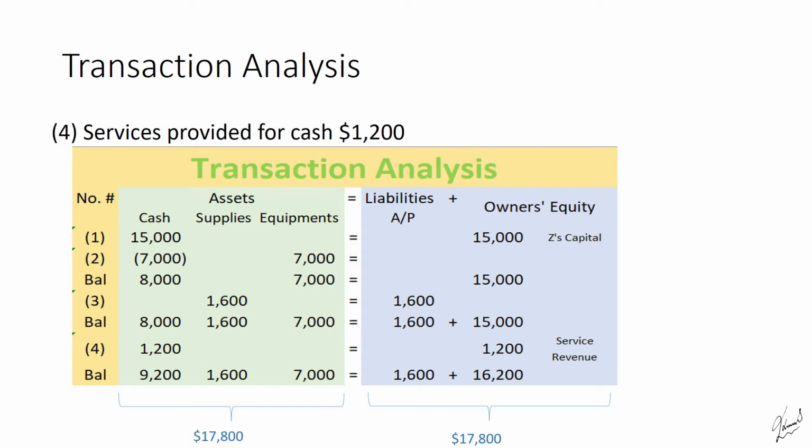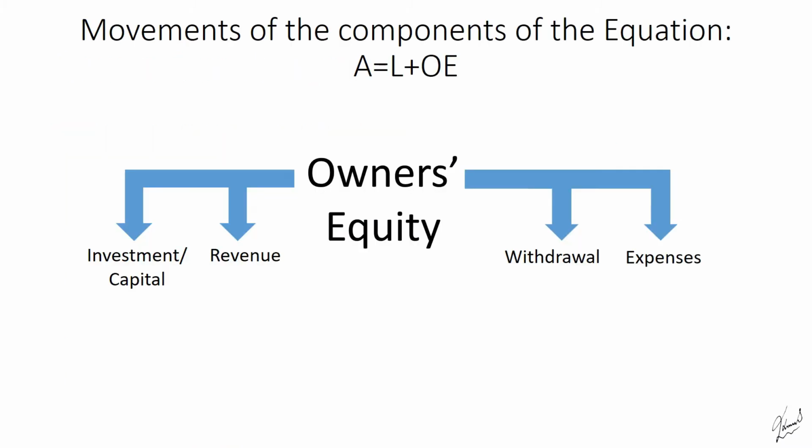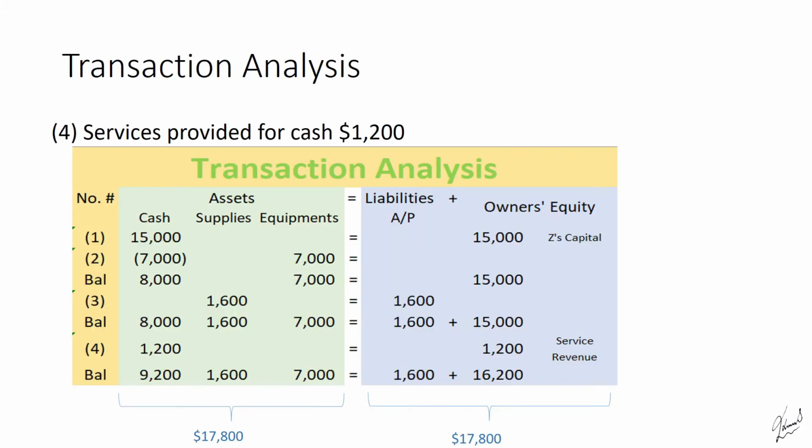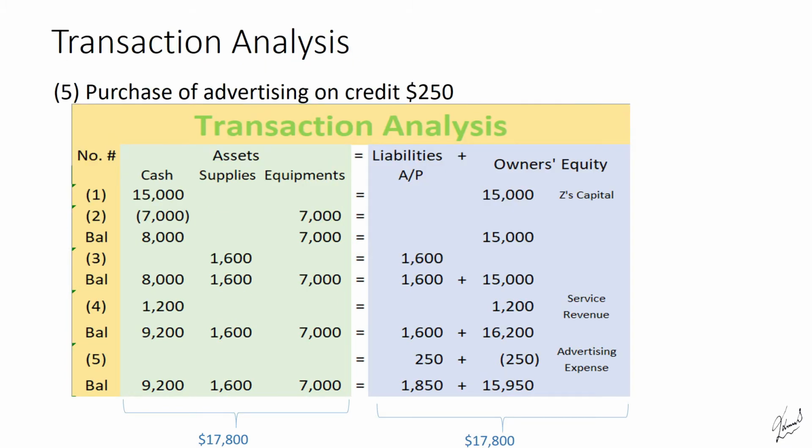So this is a revenue generating transaction, and when we generate revenue, we increase owner's equity, because owner's equity has 4 sections: capital, revenue, withdrawal and expense, and when revenue increases, owner's equity increases. So under owner's equity section we have added 1200 as the service revenue. Let's move to the next transaction.